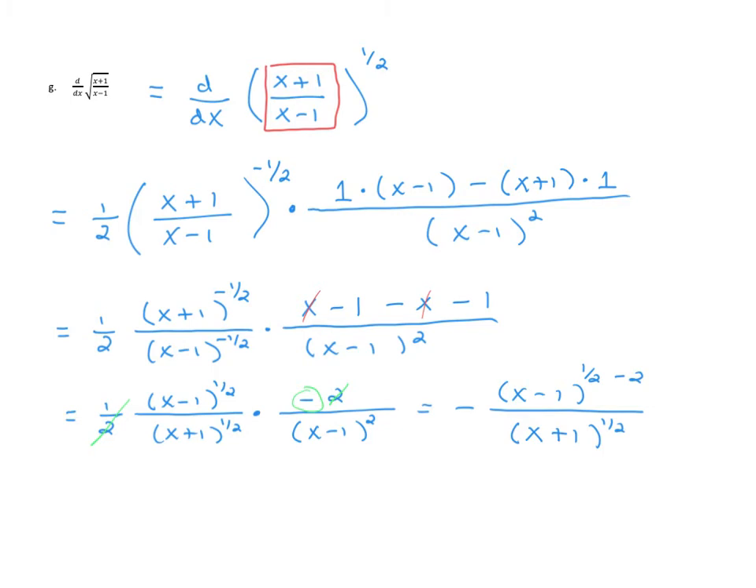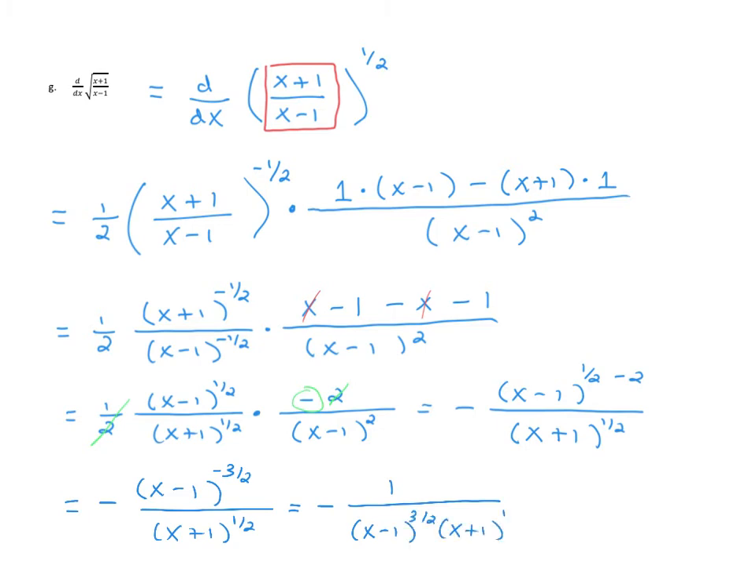So here's what we get next. We get negative x minus 1 to the negative 3/2 over x plus 1 to the 1/2. I'll make that exponent positive. So this is really x minus 1 to the positive 3/2 times x plus 1 to the 1/2. So there's the answer, really simplified.